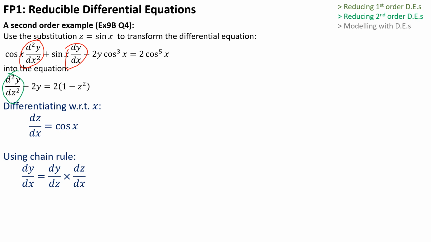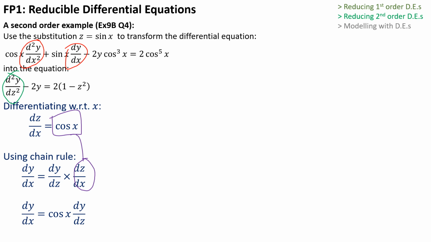We're looking for a way of eliminating dy by dx and ultimately also the second derivative. But for now, dy by dx can be turned into something involving dy by dz and dz by dx. And of course, remember, dz by dx, we already know, is cos x. So we can swap that out straight away, and we've got a way of writing dy by dx in terms of cos x still, but dy by dz as well.